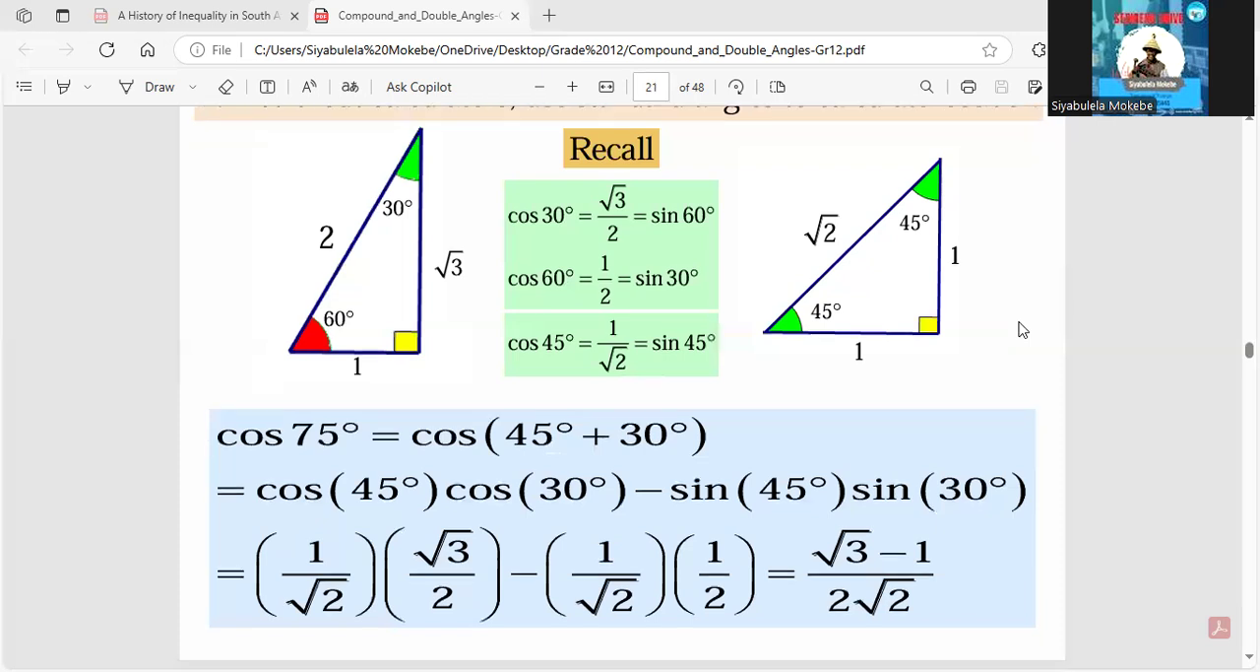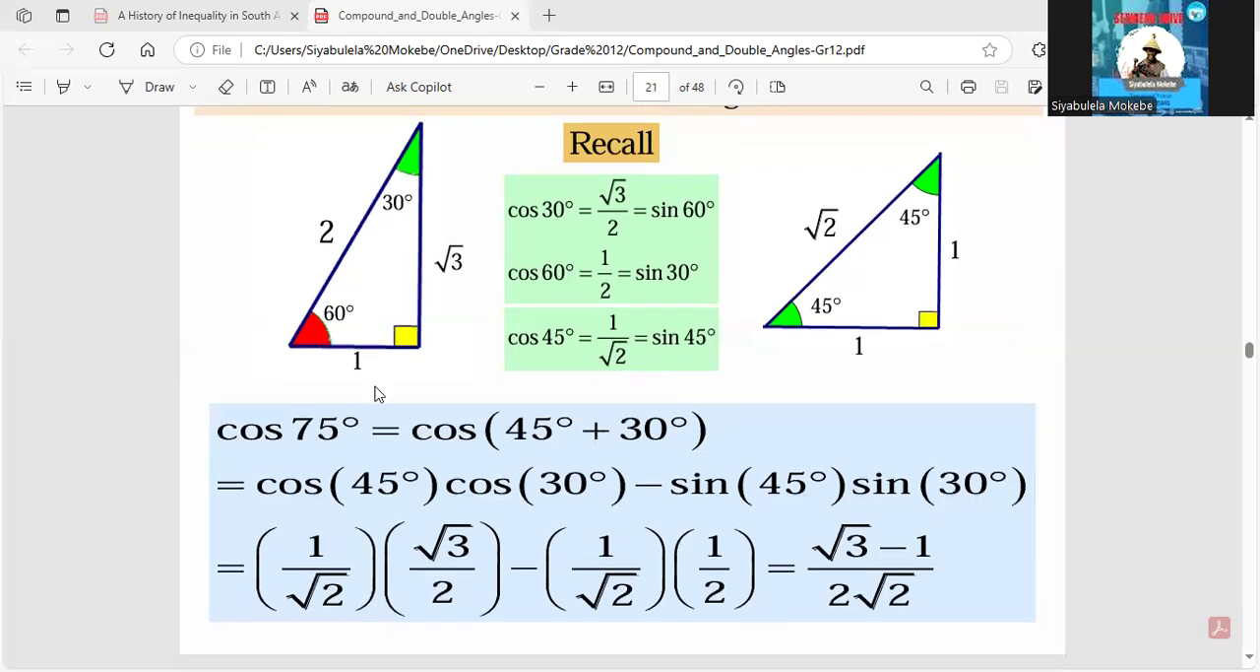So from here, we know that cos 75 can be written as cos (45 + 30). Then if we expand that, it's cos 45 cos 30 minus sine 45 sine 30. Sine is opposite over hypotenuse, cos 45 is adjacent over hypotenuse, cos 30 is adjacent over hypotenuse, then sine 30 is opposite over hypotenuse.